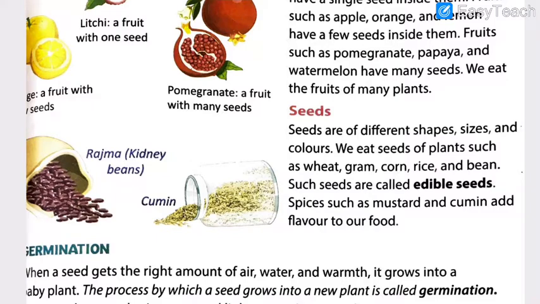So these are the things which you are eating in your daily life, and you don't know that these are the seeds of the plant. So how important is every part of the plant to us? This is what this chapter explains to us. Such seeds are called edible seeds. Edible seeds means the seeds which we can eat. Spices such as mustard and cumin add flavor to our food.